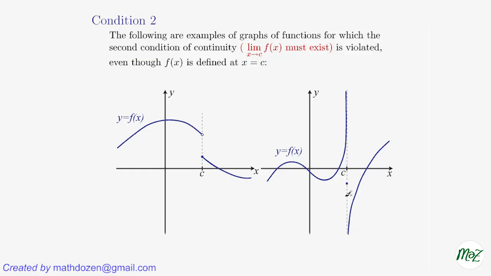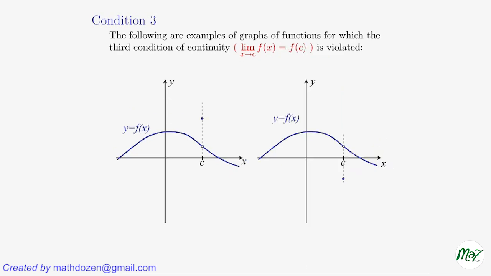Likewise, for the graph on the right, the function is defined at x equals c. It's equal to whatever the height of this point is, but the limit of the function as x approaches c doesn't exist. It actually doesn't approach any real number from the left, and it doesn't approach any real number from the right. So the limit for the right function doesn't exist, and the limit for the left function doesn't exist as x approaches c.